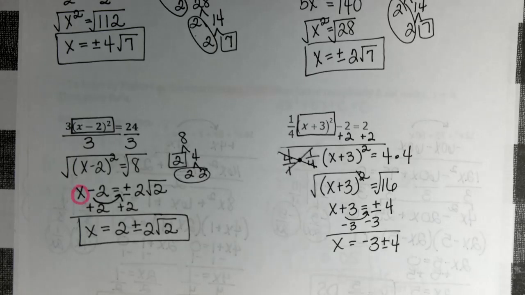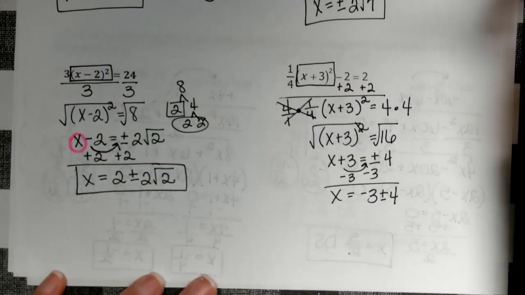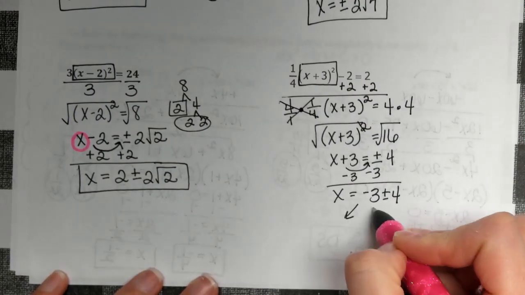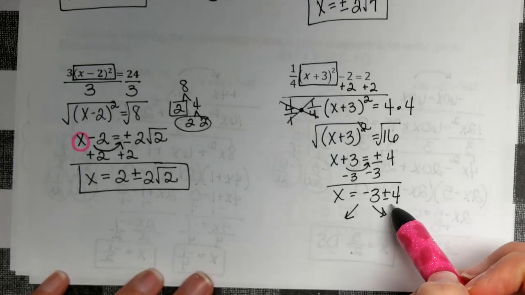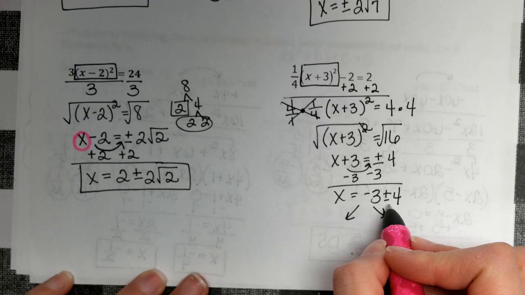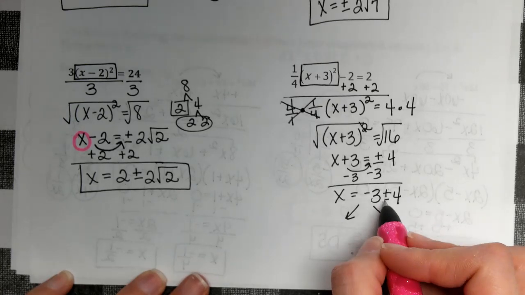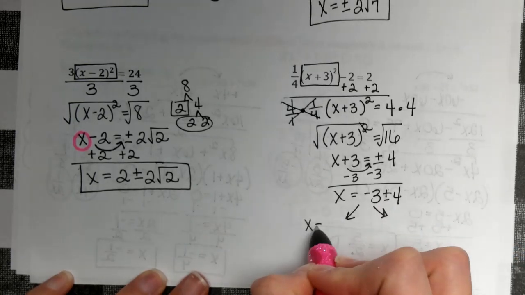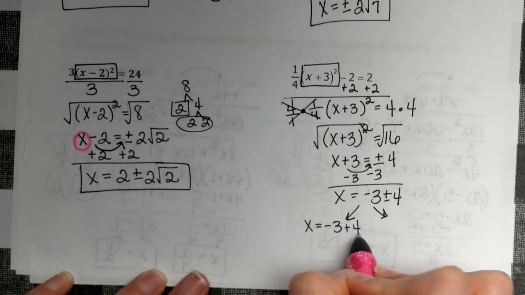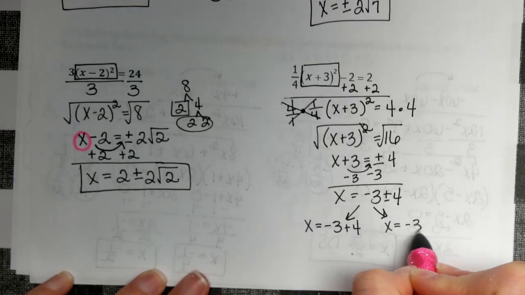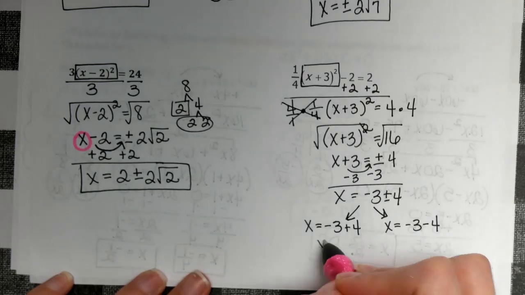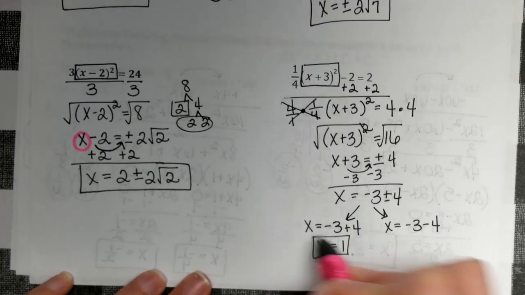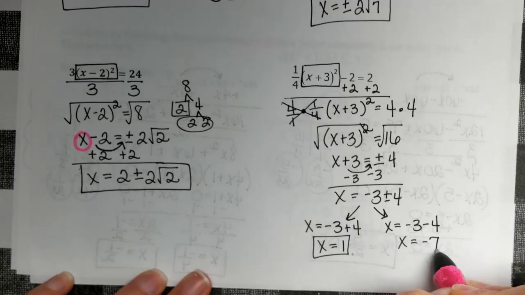But I'm not going to leave it like that. If it's a perfect square, you actually separate and get your two x values. There's no reason to leave it like this. What I mean by separate is I'm separating this plus and minus. So I'm going to have x equals negative 3 plus 4 and x equals negative 3 minus 4. So x equals 1 and x equals negative 7.